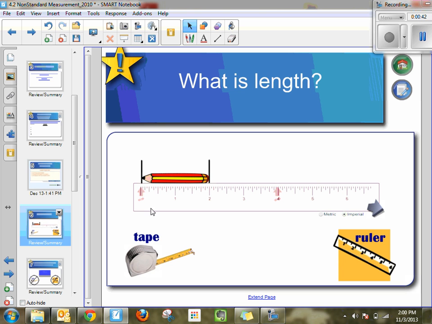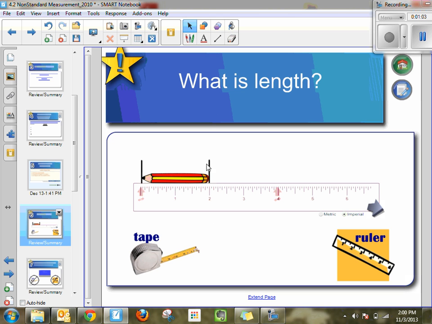So to get started, you can see here, I've got something that we call a tape measure. And you can see I have a ruler over here in the corner. And then I have this pencil laying above this ruler. Now, this tape measure and this ruler are tools that we can use to measure the length of an item.